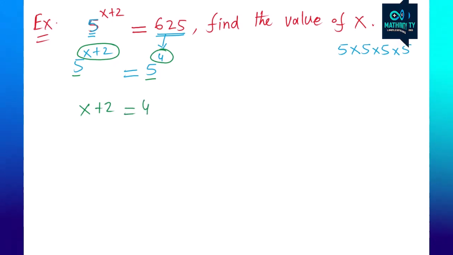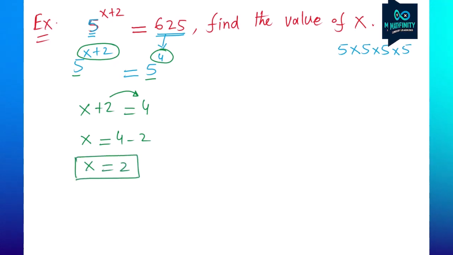This is not the final answer. We have to find out the value of x. So you have to shift this to the other side. So we will write x is equal to 4 minus 2. Then x is equal to 2. Hopefully, guys, you understand this idea and this concept.